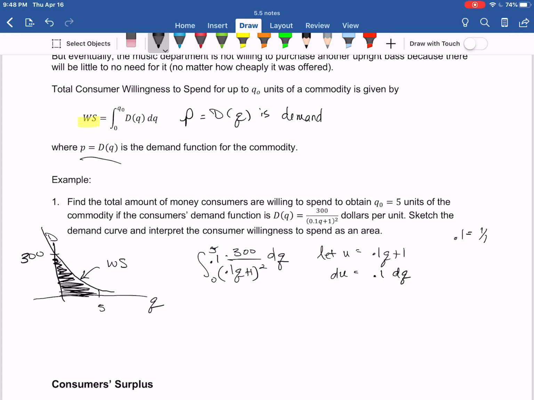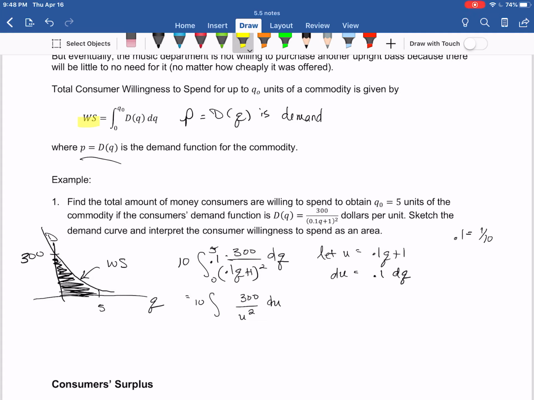0.1 is the same as 1/10. And so if you've just included a factor of 1/10, the opposite of that would be to multiply by 10 over 1. Okay, so that's what I'm going to put in the front of the integral. So this is 10 times the integral, 300 over u squared with respect to u now, okay?